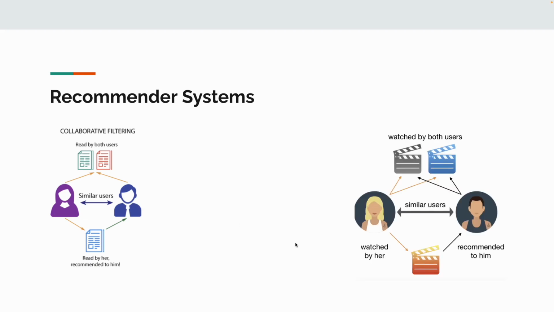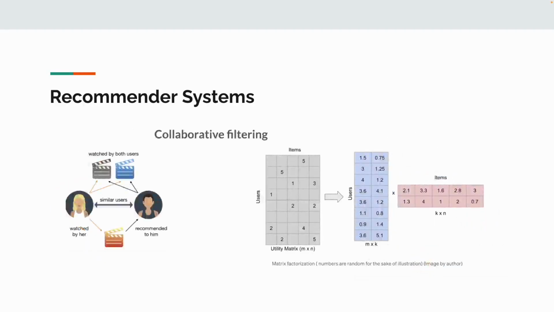The same applies to movie ratings or watching movies. For example, if these two clients or users have similar movie preferences, and she is watching a new movie, then you can recommend this movie to this person as well. So that's the general idea of a recommender system. Now the question is, how do we do that? There is a popular algorithm called collaborative filtering. How does this method work?